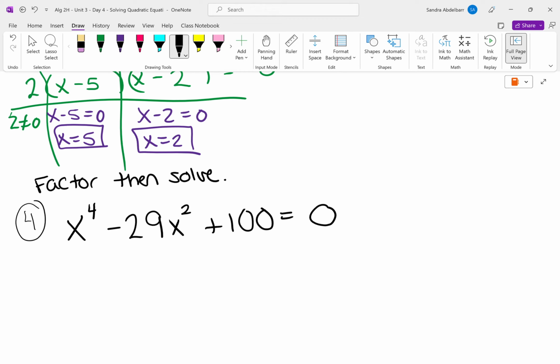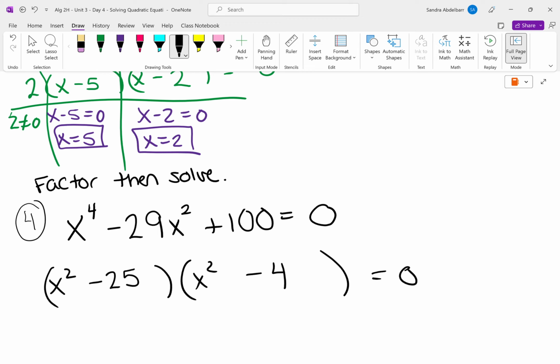All right, so I wrote another set of directions: factor then solve. How many solutions should I have here? Good, 4. We should have 4 solutions here. So let's factor. Do we all agree it's going to be x squared and x squared in the first part of each parenthesis? And then what are factors of 100 that add to a negative 29? Negative 25 and a negative 4.